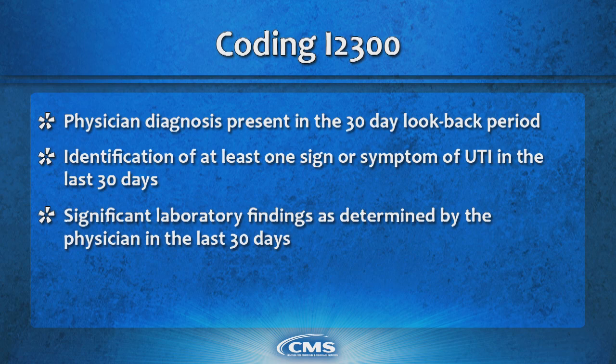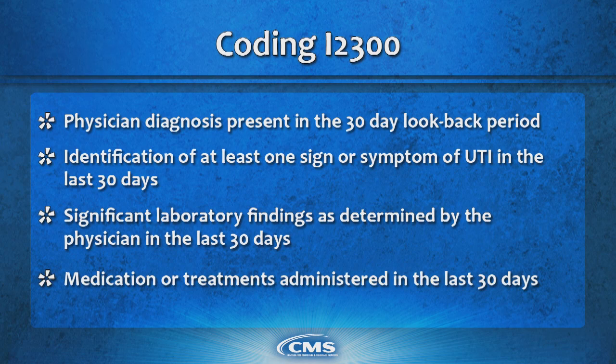Significant laboratory findings need to be determined by the attending physician, as the level of these findings may vary amongst individuals. Physicians should also determine whether or not a culture should be obtained. In other words, there may or may not be a need for a urine culture. It's the physician who determines the significance of any laboratory testing in conjunction with the individual's presenting signs and symptoms, and whether the combination of these findings are sufficient enough to constitute the diagnosis of UTI. The fourth element is that a medication or treatment for a UTI must be administered within the last 30 days.